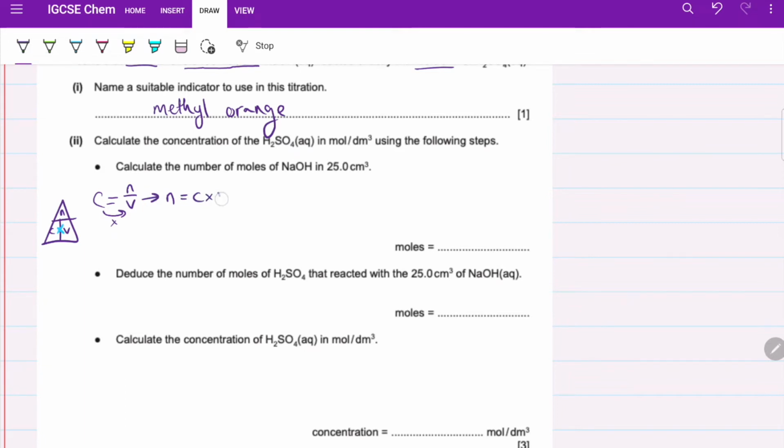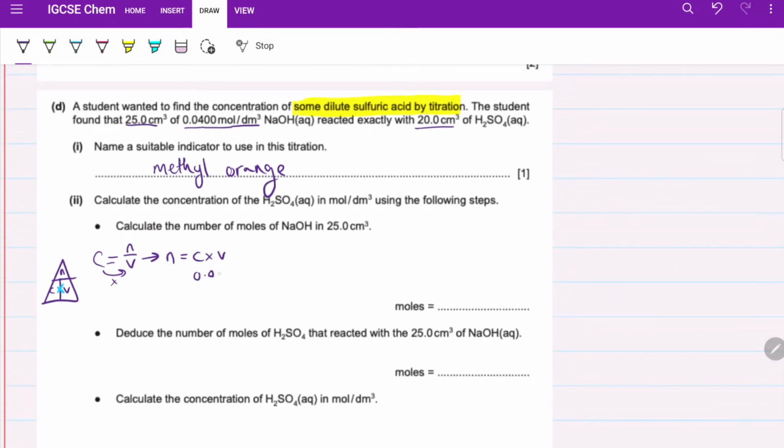So N is equal to C times V. We have the concentration, which is up here, 0.0400 moles per decimeter cubed times the volume. The volume we have to change from centimeters cubed to decimeters cubed. So 1,000 centimeters cubed is equal to 1 decimeter cubed. So we'll keep that in mind. So we have 25.0 centimeters cubed times 1 decimeter cubed over 1,000 centimeters cubed.